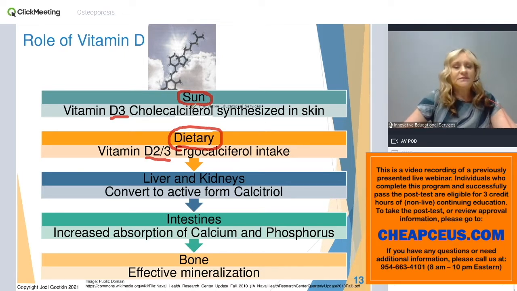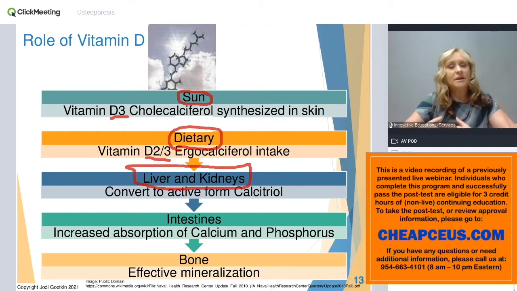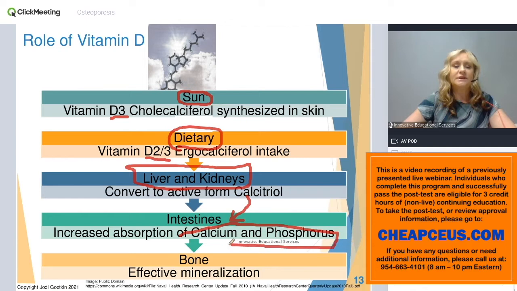What happens with this vitamin D is it enters our body systems, and it plays a critical role interacting in the liver and the kidneys. The vitamin D is going to stimulate the liver and the kidneys to secrete different hormones that are going to convert that vitamin D into calcitriol, that travels down to the intestines and gives the signal to the intestines to absorb our calcium and phosphorus that's needed.